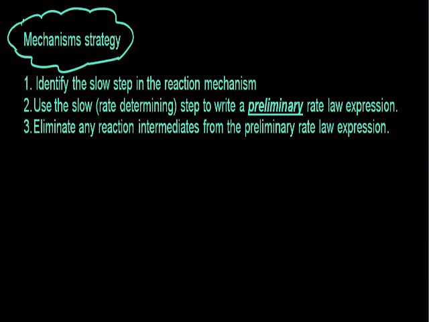It's a 3-step strategy. The first one is we want to identify the slow step in the reaction mechanism. The second one is we're going to use the slow step, which is also the rate determining step, to write what's called a preliminary rate law expression. The last step is, if in our preliminary rate law expression there are any reaction intermediates, we have to take measures to eliminate those reaction intermediates from the overall rate law expression.